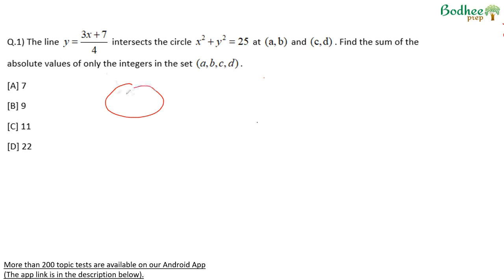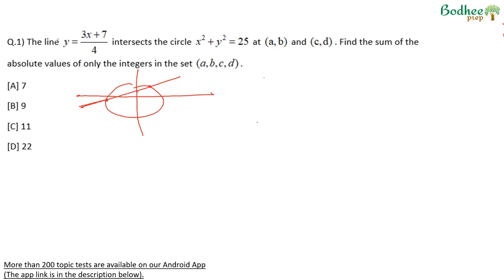So a circle with radius 5, x square plus y square is equal to r square. 3x plus 7 by 4 is y. So if you put x is 0, y will be 7 by 4. If y is 0, x will be minus 4. So a line which might look something like this. We have to find the intersection, or the coordinates of these 2 points.